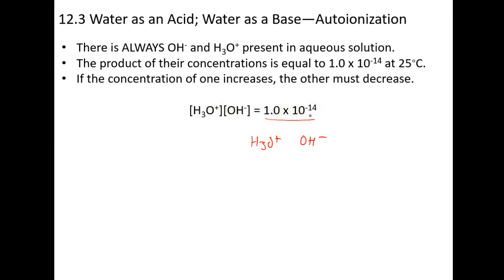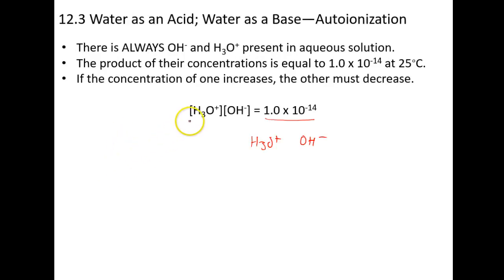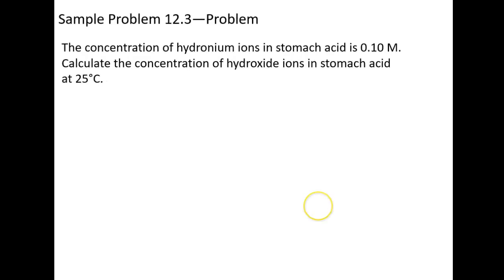All right, so this equation is going to become important, and I believe they do some calculations. So these brackets mean concentration. So this is the H3O plus acid concentration, and this one is your hydroxide concentration. Okay, so here's a problem. If the problem says you have a concentration of hydronium ions equal to 0.10 molar, what is the hydroxide concentration?